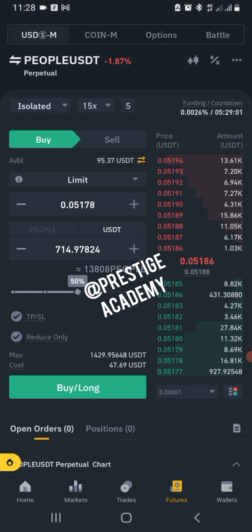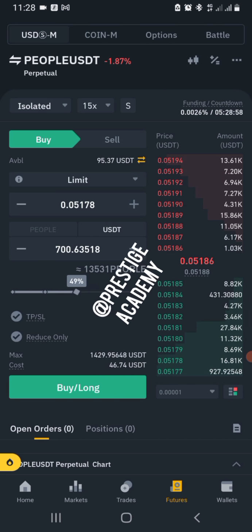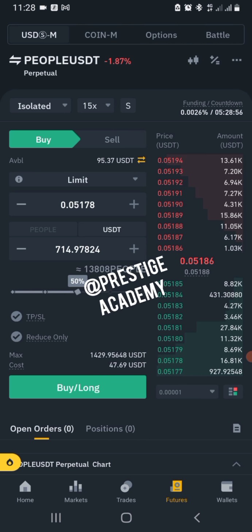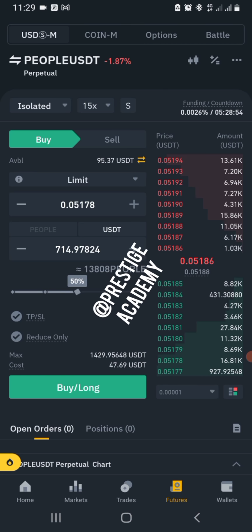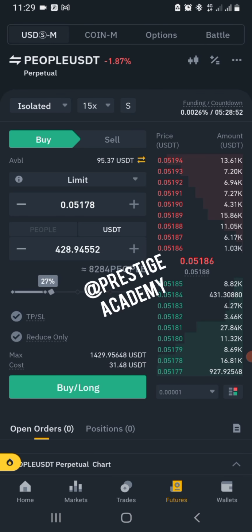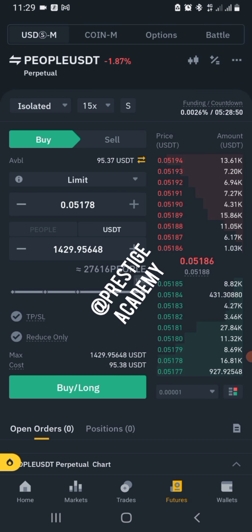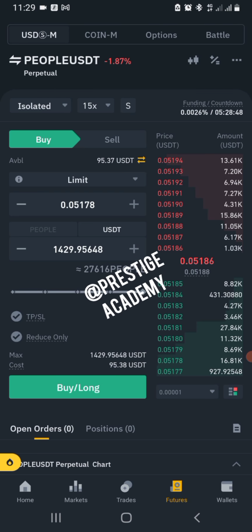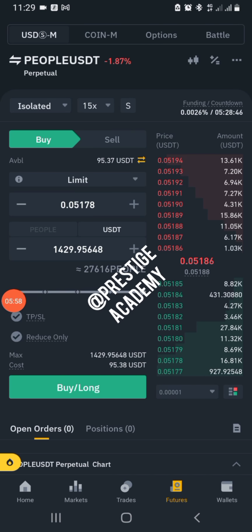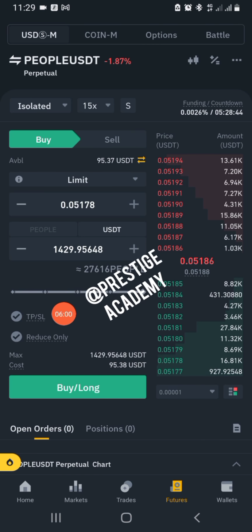50% of $95 is what? 50%, it's $47. All right, as you keep dragging it, it determines how many percent of the margin you want to use and enter a trade. Then this is where we have stop loss and take profit. Very important for your risk management.